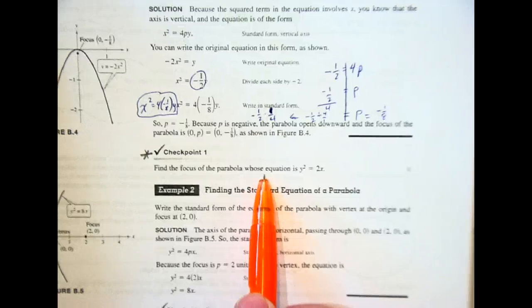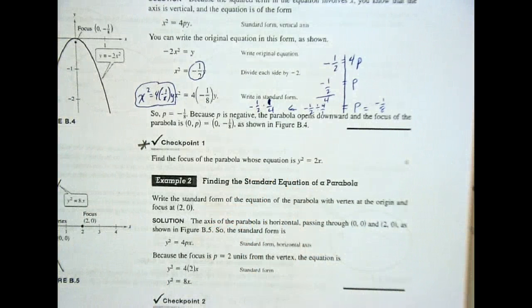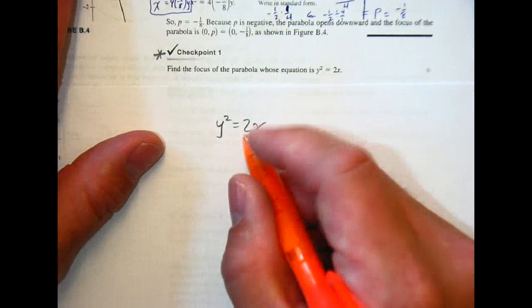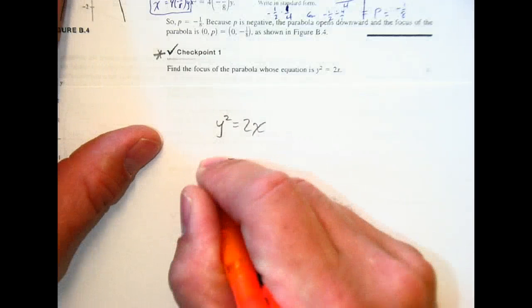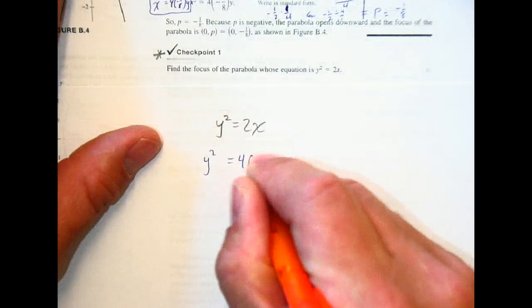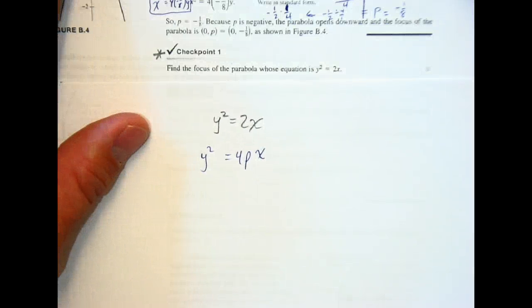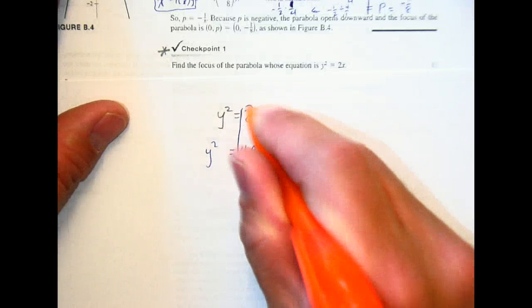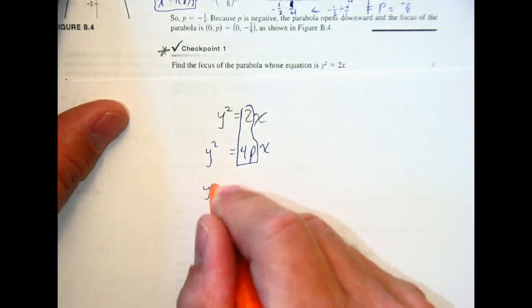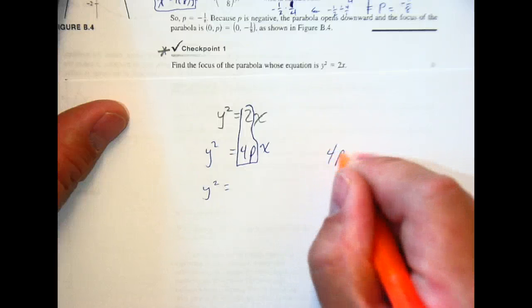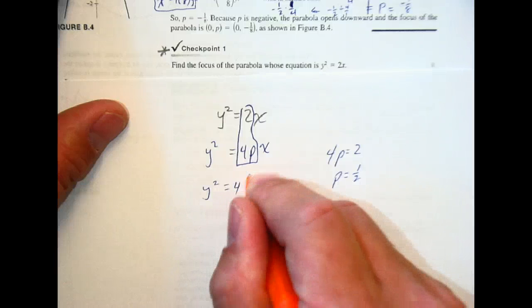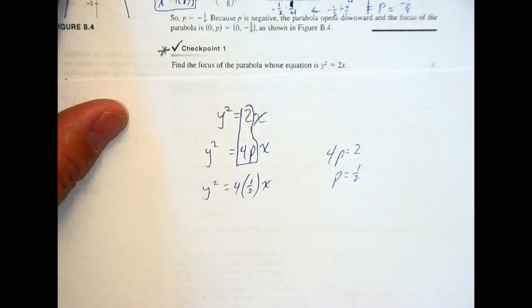Find the focus of the parabola whose equation is y squared equals 2x. How many have done that? All right, so if we got y squared equals 2x, we want to go into the form of y squared equals 4p times x. And 4p in this case equals 2. So you have 4p equals 2, so p is 1/2. So 4 times 1/2 x.